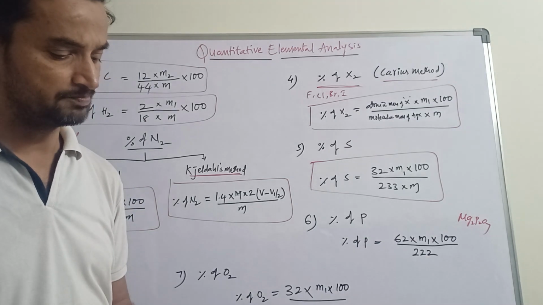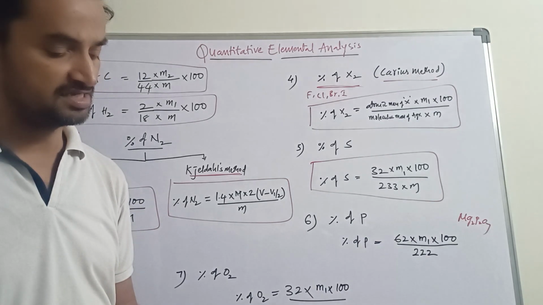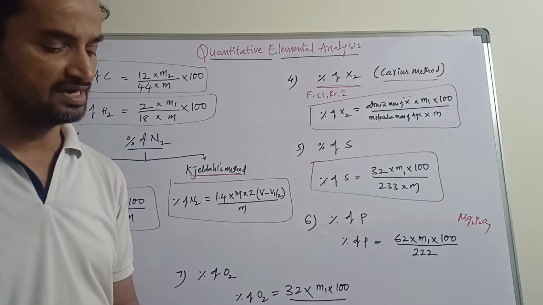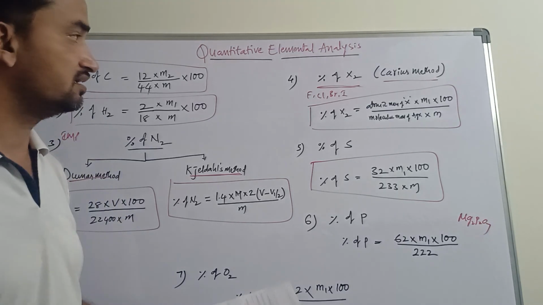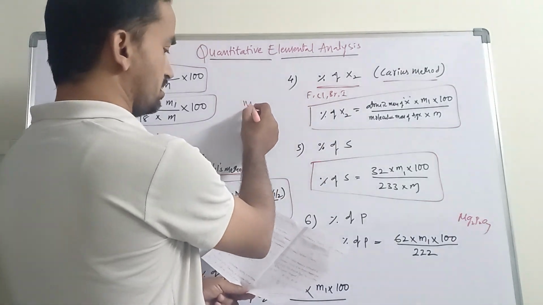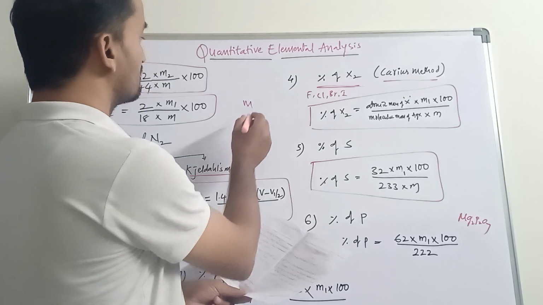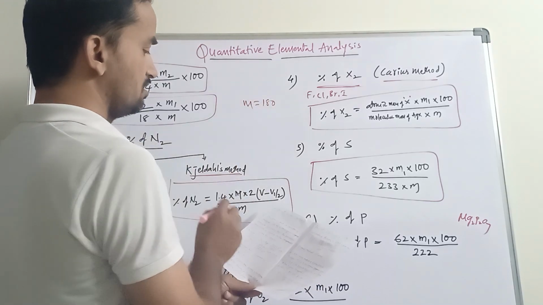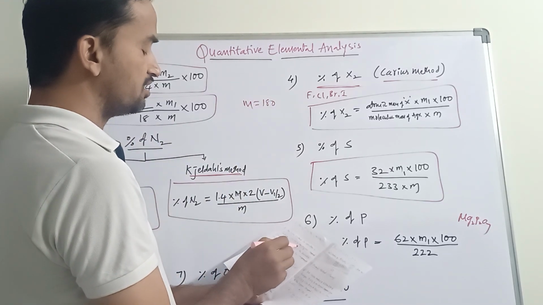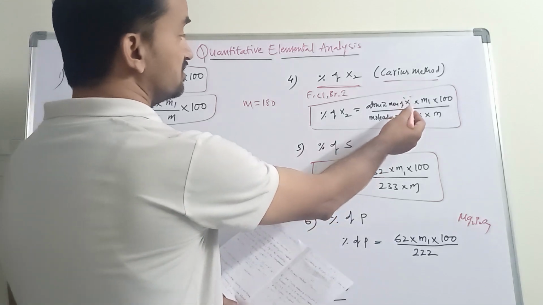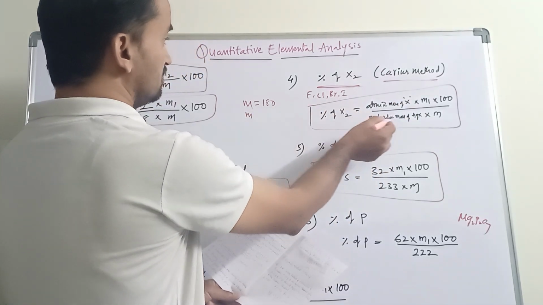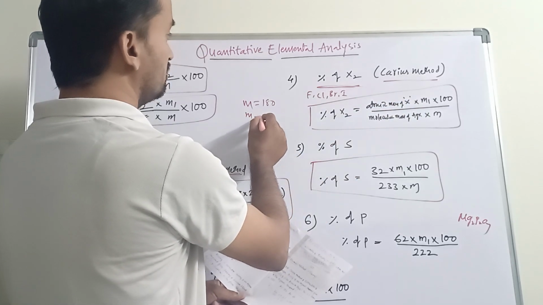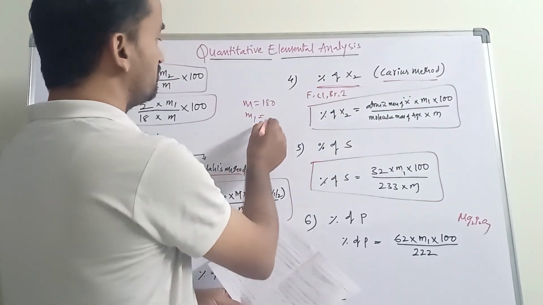First we'll see, in the case of estimation of halogens: 180 milligrams of an organic compound produced 143.5 milligrams of AgCl. So here M is 180, and the AgCl produced is M1, which is 143.5.